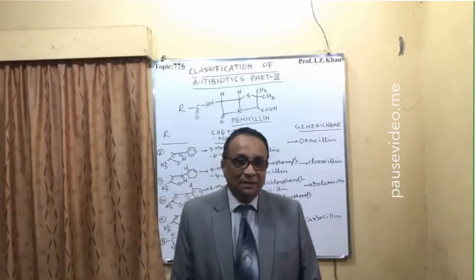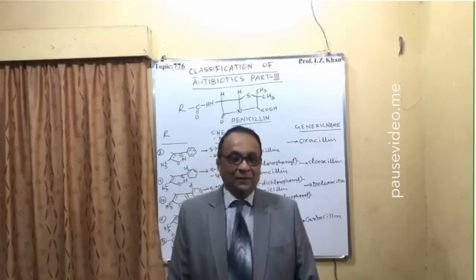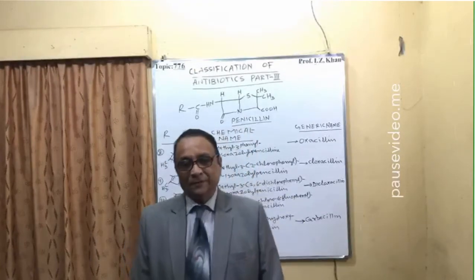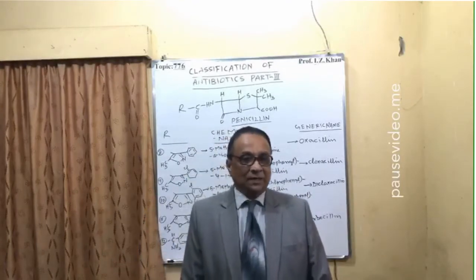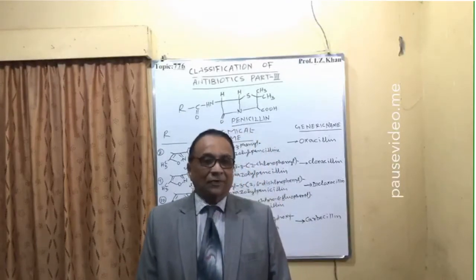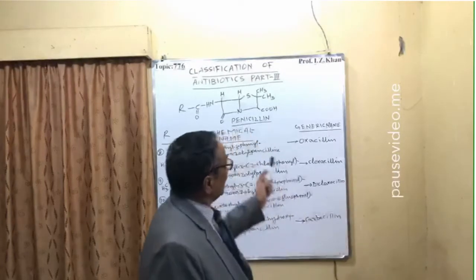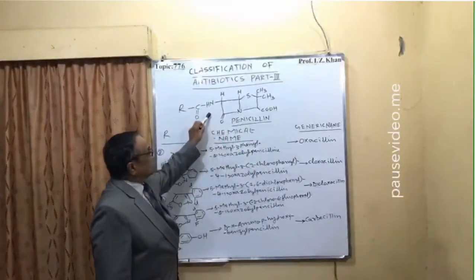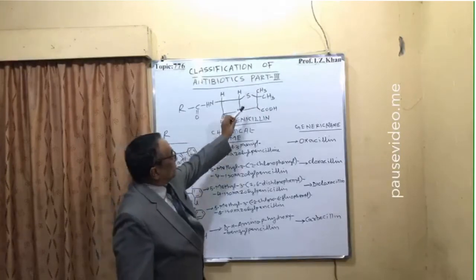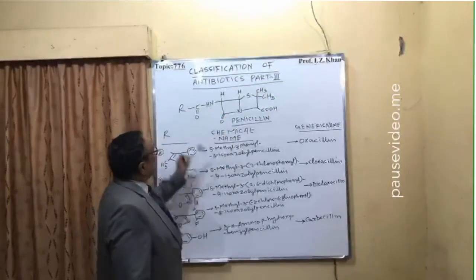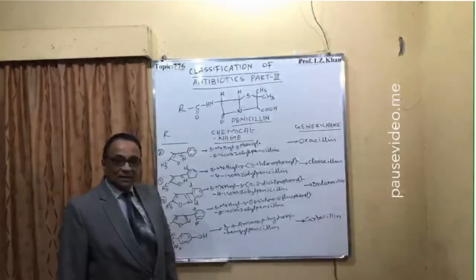So as you know, I am discussing penicillin and its different derivatives, that is your beta-lactam group, which is condensed with a 5-member sulfur-containing ring, and where R is substituted. This is your penicillin nucleus, and this is your beta-lactam 4-member ring with nitrogen and a 5-member ring with sulfur. Here R is the main place where different functional groups are substituted.